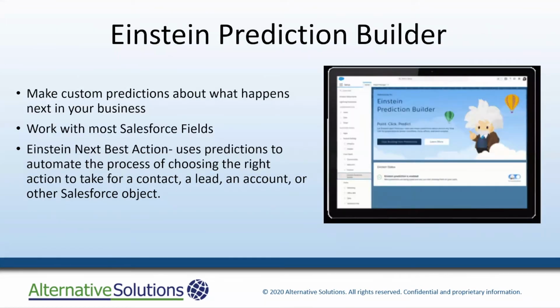With Einstein Prediction Builder, you can create predictions in just a few clicks. You can find answers to things like, is the supplier going to deliver our supplies on time? How many people are going to show up at this event? How much revenue will the new customer bring in for our company? And after you create your prediction, next best action can be used to automate the process of choosing the right action to take next for a specific customer based on the prediction results.